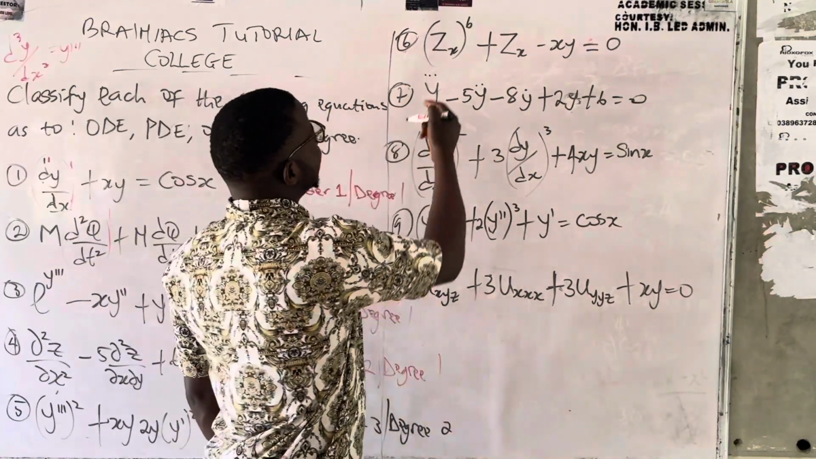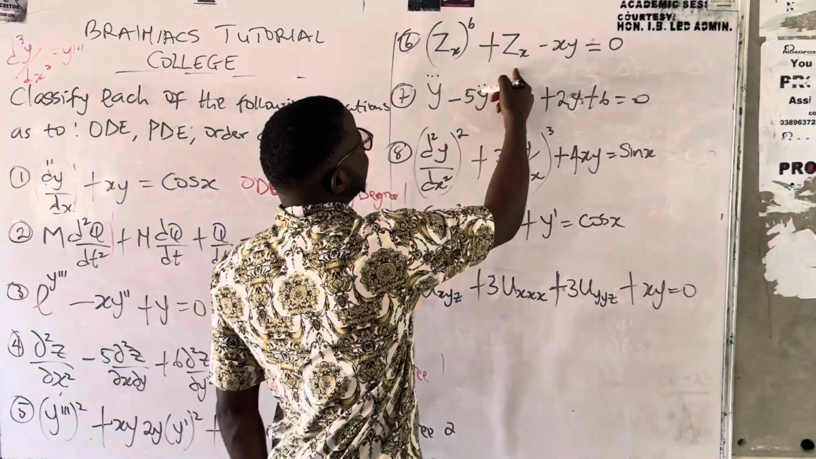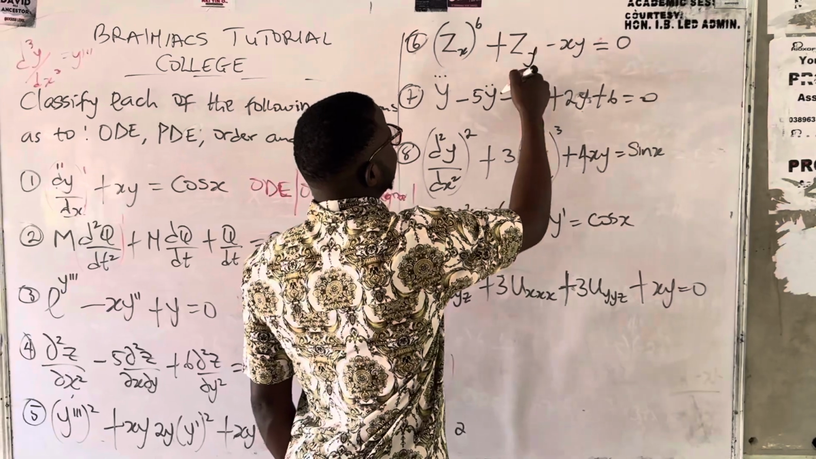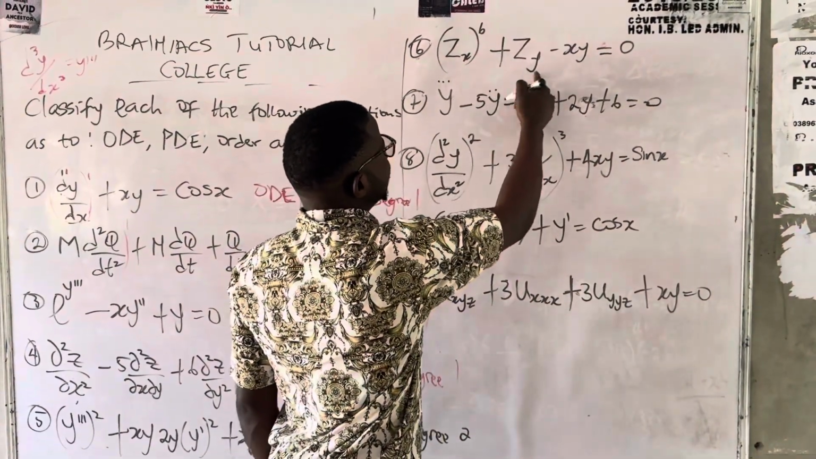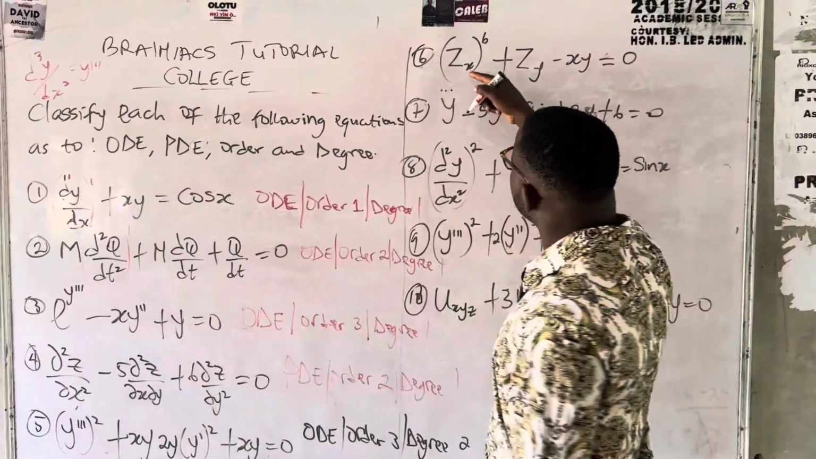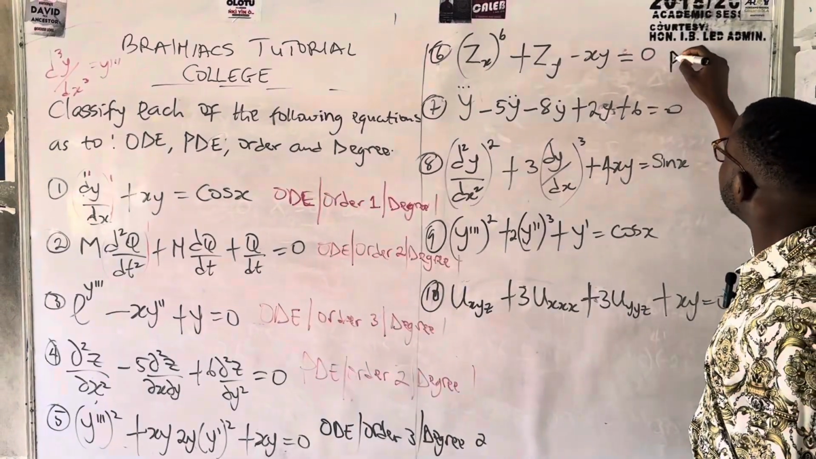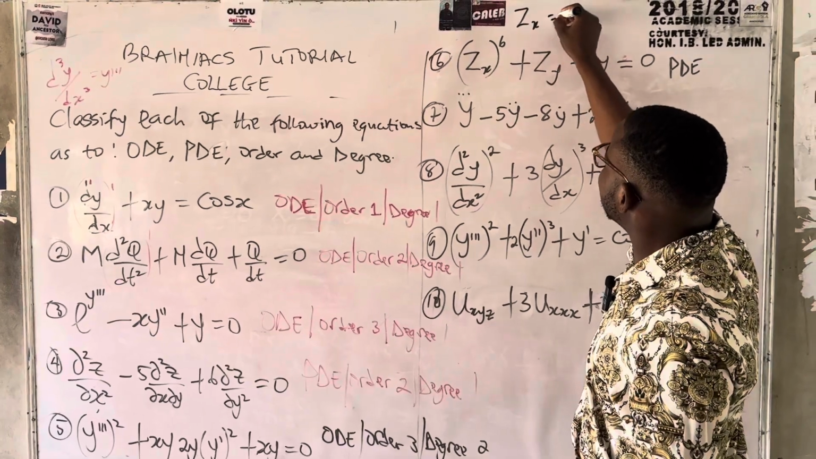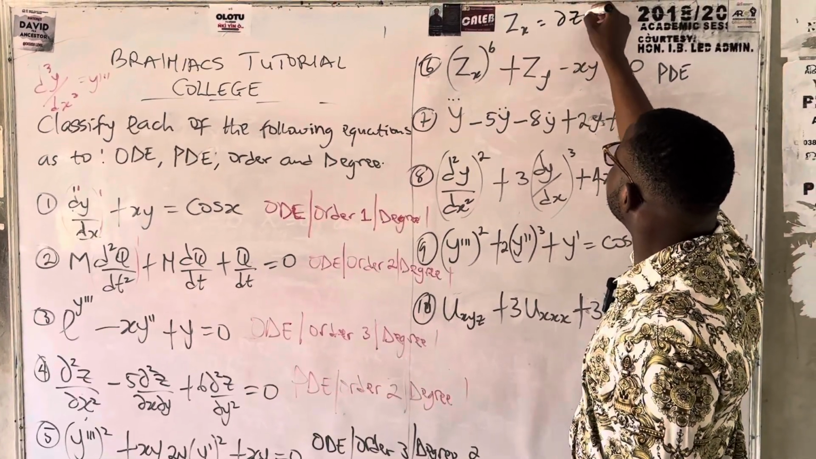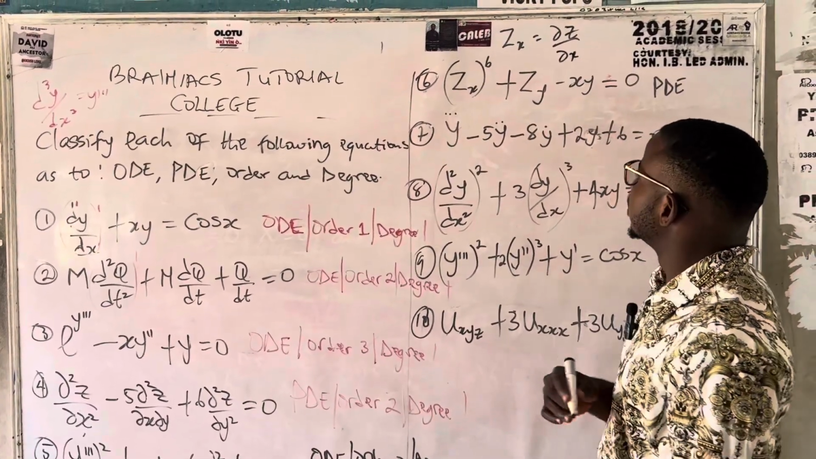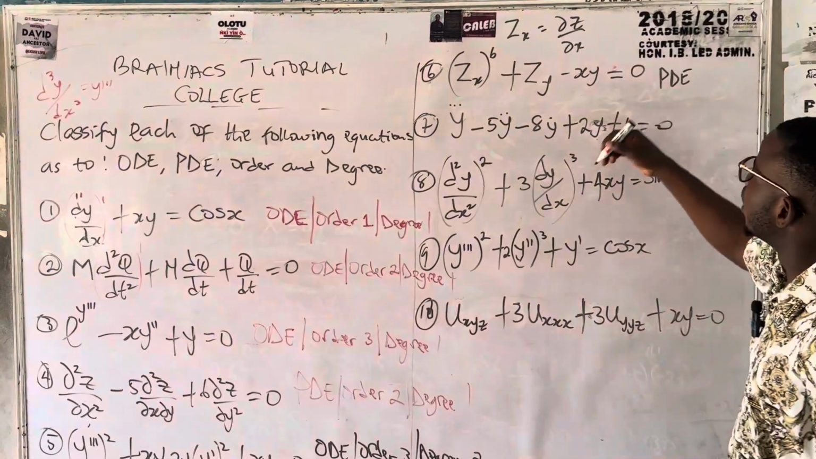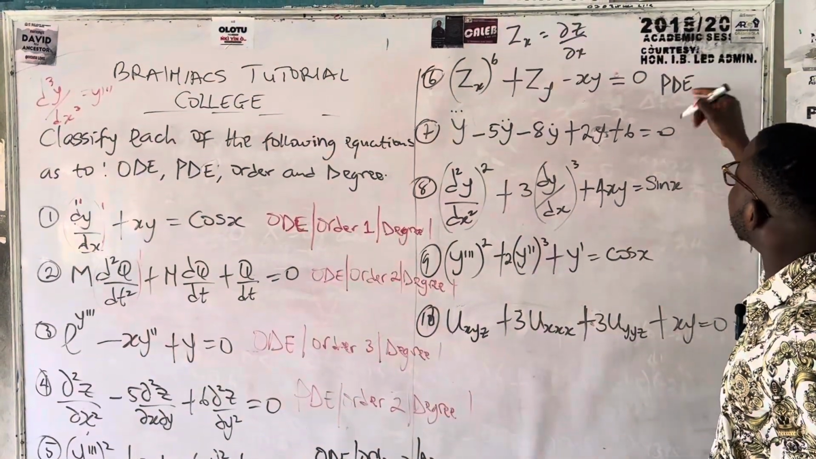The next question I will have here is zx raised to power 6 plus zy minus xy. So this is a partial differential equation, because this zx can also be written as partial z over partial x. So zx is the same thing as partial z over partial x. So now this is a partial differential equation.